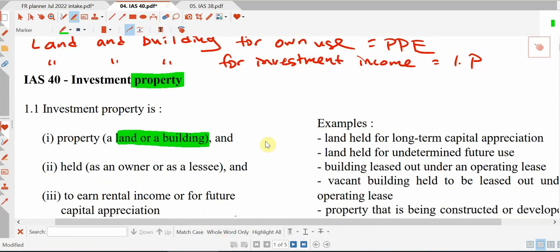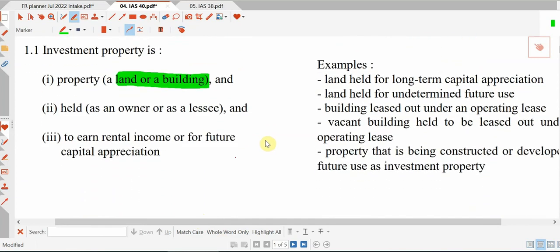So what is investment property based on the definition of the accounting standard? Land or a building held as an owner or as a lessee. Now tonight we don't talk about lessee. Lessee is under IFRS 16, leases. So we have another class somewhere in the middle of next month, September, we'll go through this chapter, IFRS 16. So tonight, you can only read this as property held as an owner. Otherwise you don't understand yet, so we don't confuse you.